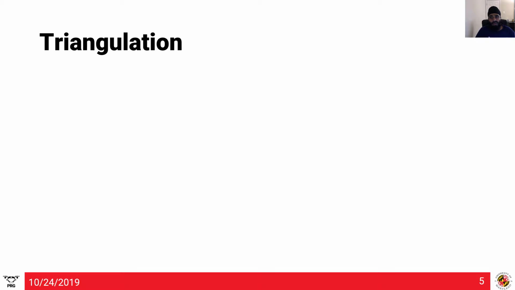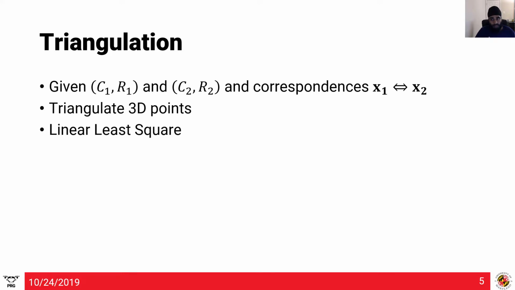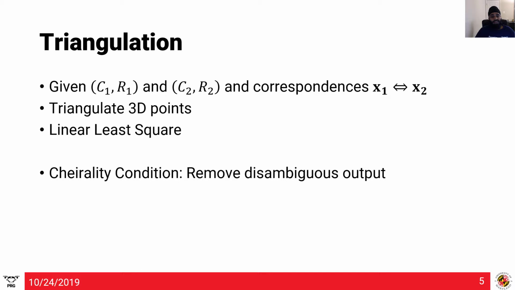So how do we do triangulation when it comes to computer vision? The problem is, given a pair of C1 R1 and C2 R2 and the correspondence between X1 and X2, basically feature matching, we want to triangulate 3D points using linear least squares. And there's a thing called the chirality condition, which is basically removing the ambiguous output. You were having 4 outputs, so how do we remove 3 of them? It's called the chirality condition.